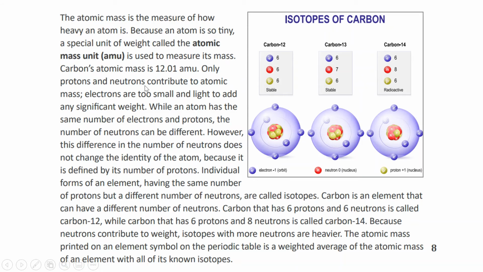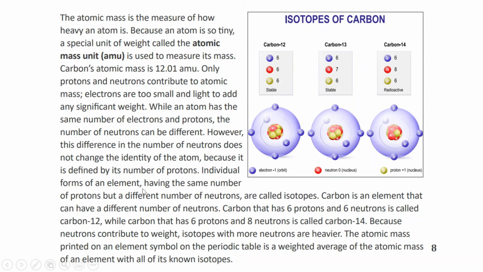Only protons and neutrons contribute to atomic mass. Electrons are too small and light to add any significant weight. While an atom has the same number of electrons and protons, the number of neutrons can be different. However, this difference in the number of neutrons does not change the identity of the atom, because it is defined by its number of protons.